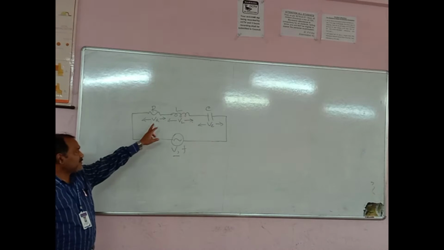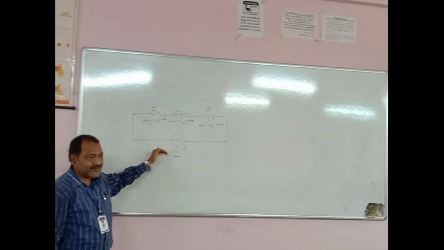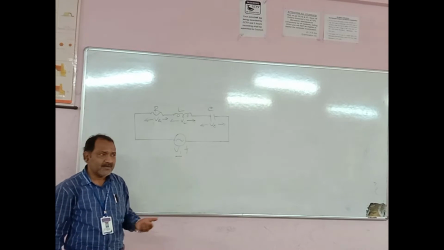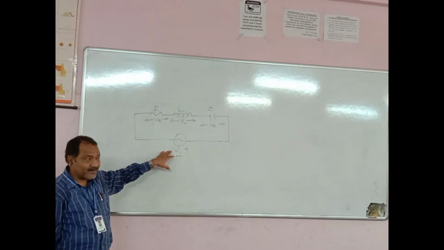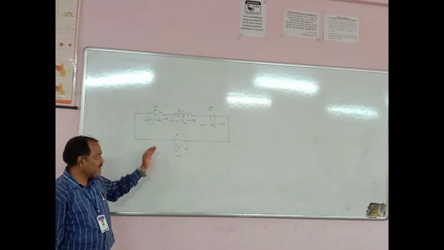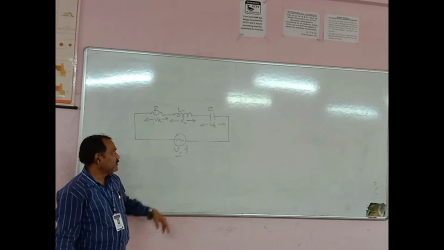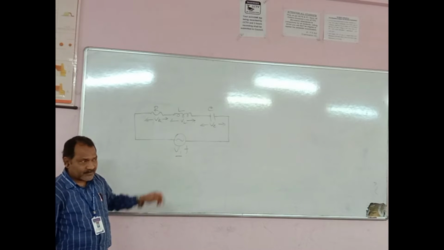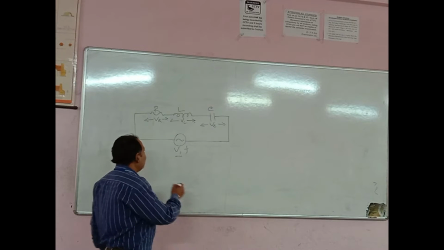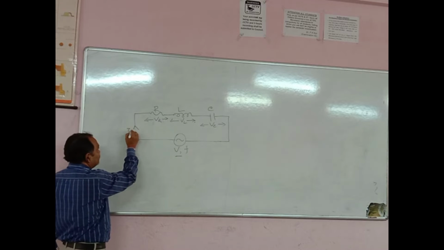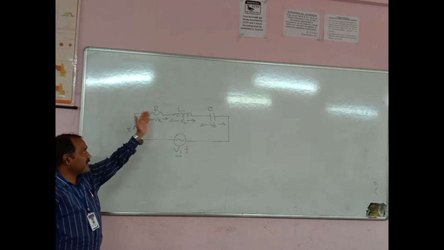Now the vector sum of VR, VL and VC will give the total supply voltage V, because this is an AC. In a DC case, the algebraic sum of all the voltages would equal the supply voltage whenever the elements are in series. But this is an AC case, so the vector sum of VR, VL and VC will give the supply voltage V. If we draw it in a phasor diagram, it will take the common reference as current I, because the same current is flowing through R, L and C.